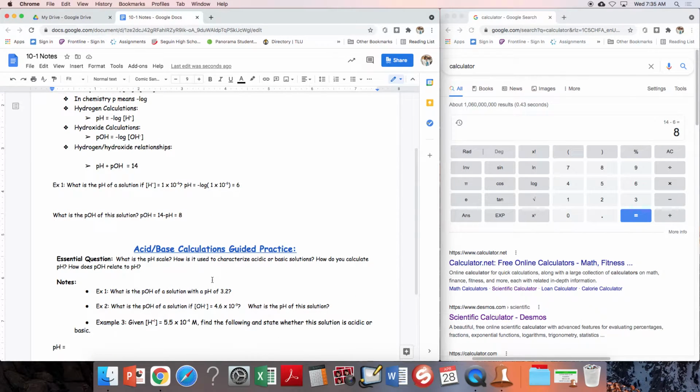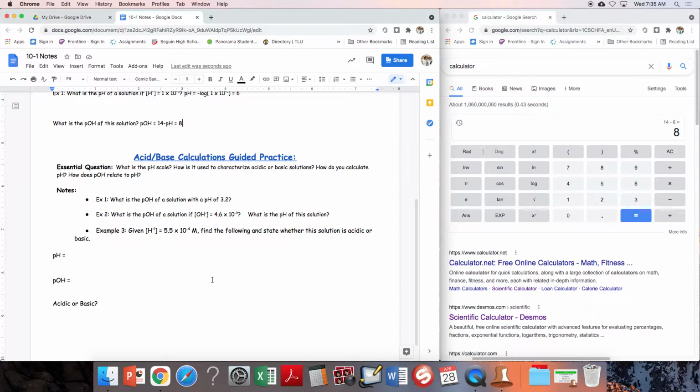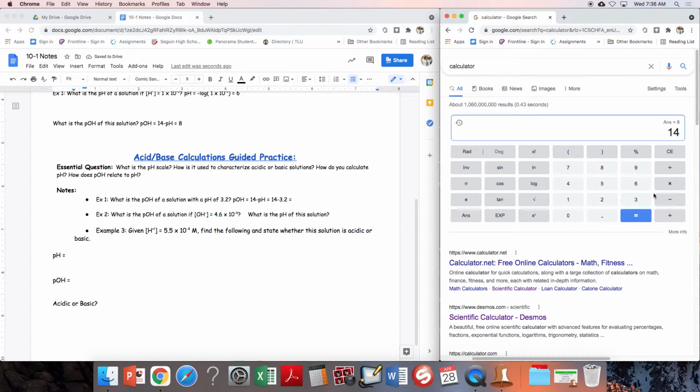All right, so here's a little more practice. We want to find the pOH of a solution with a pH of 3.2. We just talked about that one, that pH plus pOH equals 14. So if I need to find my pOH and I know my pH, it's going to be 14 minus my pH. Same would work if I knew my pOH and needed my pH. It's just 14 minus the other one. So here we're going to have 14 minus my pH, which is going to be 14 minus my 3.2, which gets me 10.8.